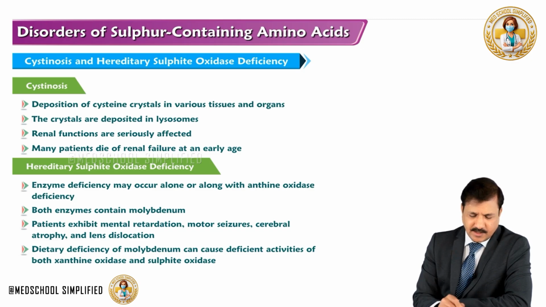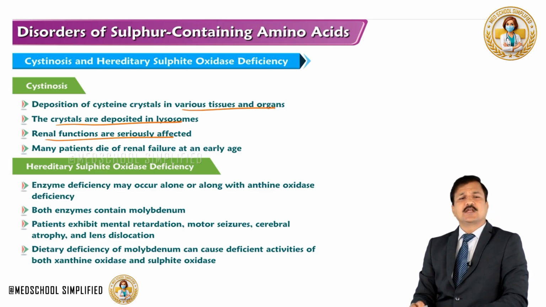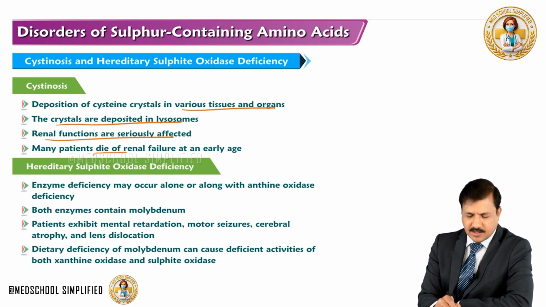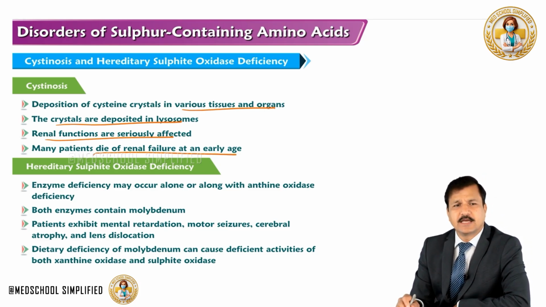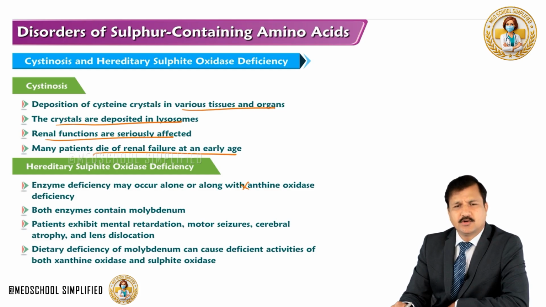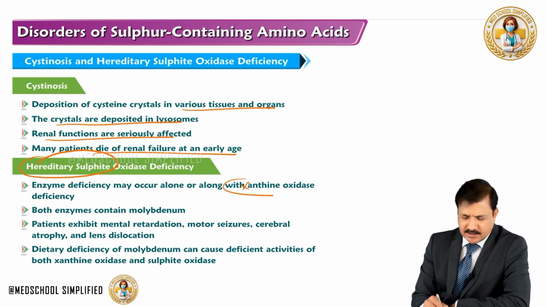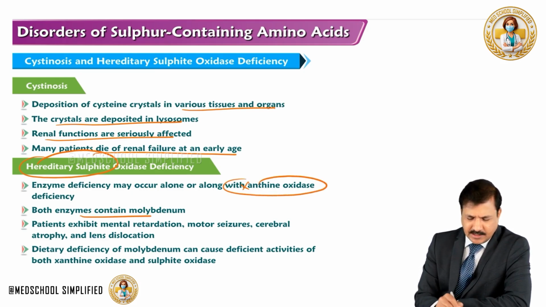Coming to cystinosis and hereditary sulfite oxidase deficiency. Cystinosis is a deposition of cystine crystals in various tissues and organs. The crystals are deposited in the lysosome. Renal functions are seriously affected in this disease, and many patients die because of renal failure at an early age. Hereditary sulfite oxidase deficiency may occur alone or along with xanthine oxidase deficiency. Both the sulfite oxidase and xanthine oxidase enzymes contain molybdenum.